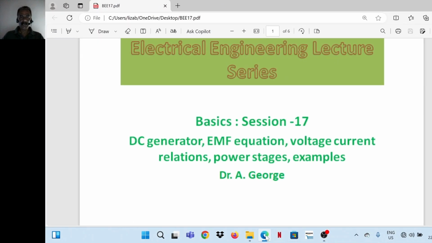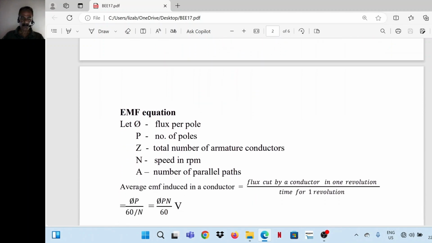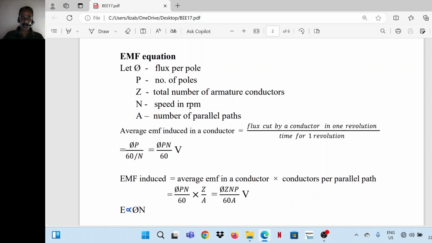So this is session 17. In this session, the EMF equation, voltage current relations, and power stages are the topics discussed, and a few examples are also worked out in this session. So let's start with the EMF equation.